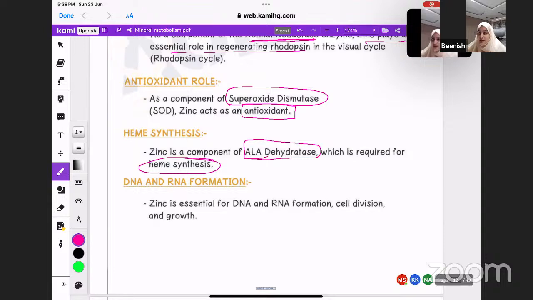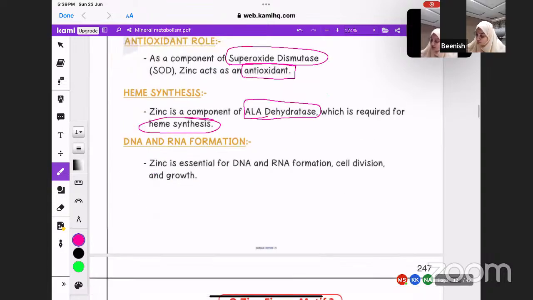We're talking about DNA and RNA formation. Zinc is essential for DNA and RNA formation. How? Because of the polymerases. Okay, so if DNA and RNA polymerase are going to be defective, what is going to happen? Your DNA and RNA formation, and in turn cell division and cell growth, is going to be affected. So that is how zinc becomes important in DNA and RNA formation.